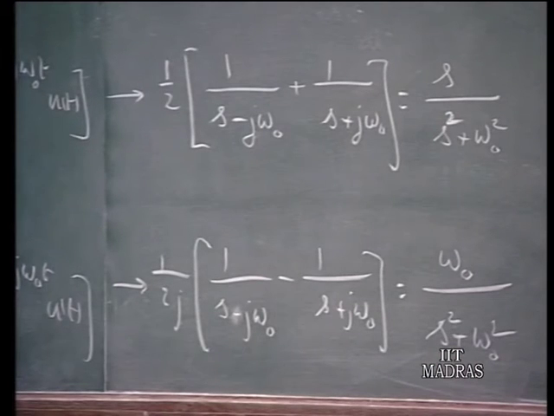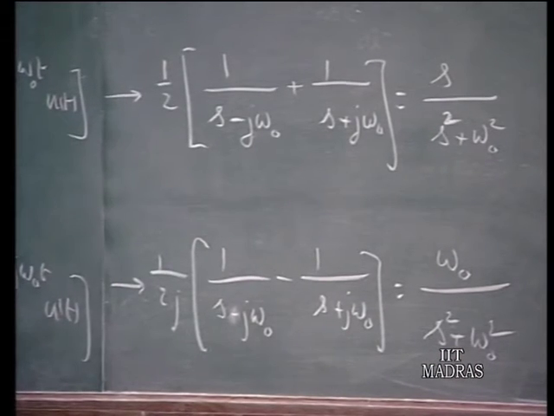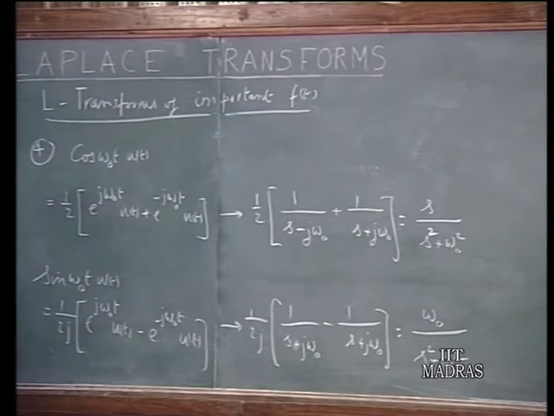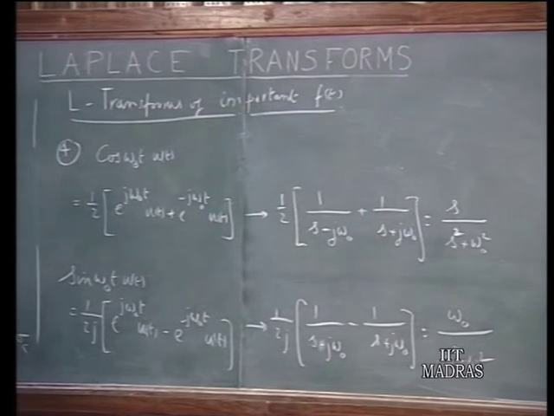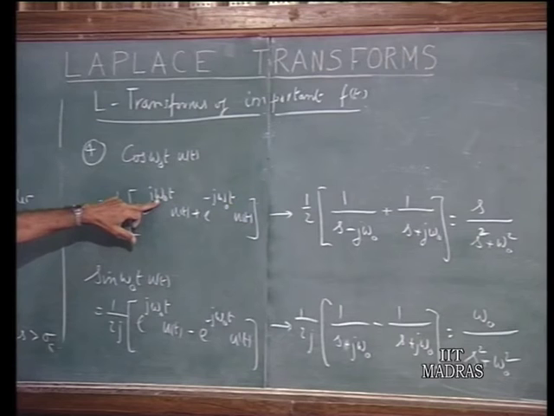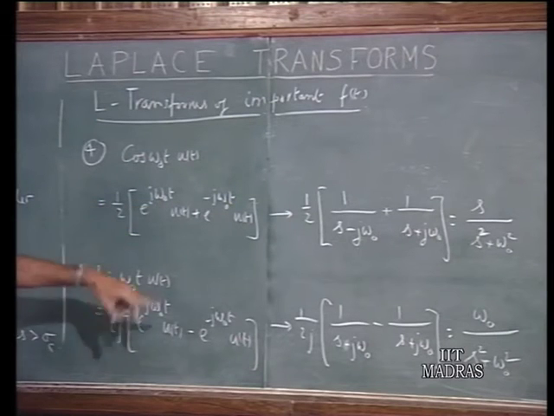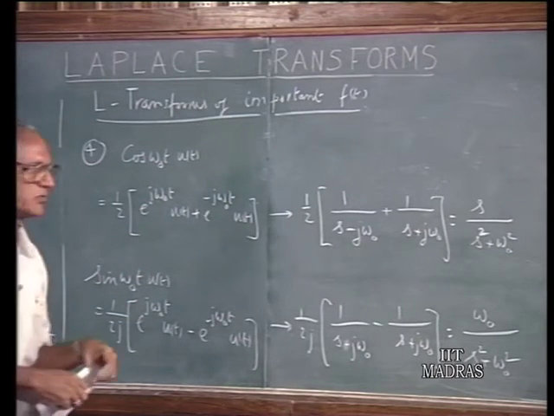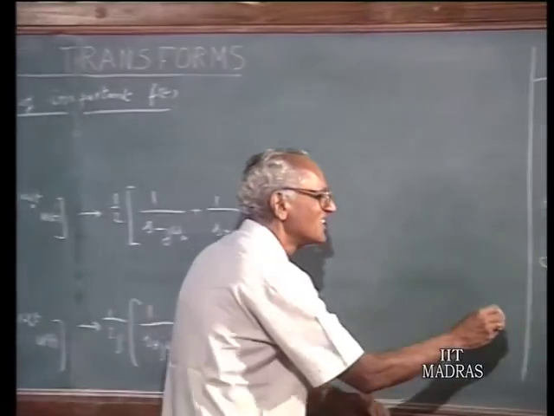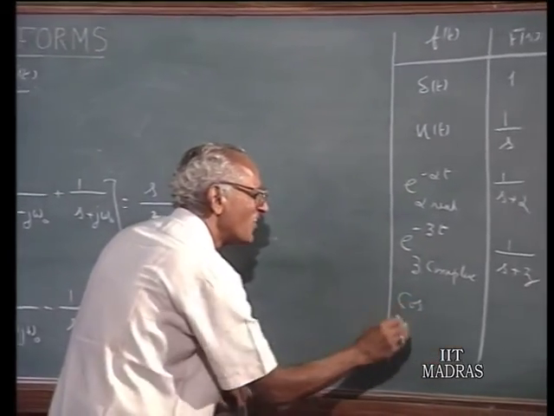So, that is what we are having, and in this derivation the abscissa of convergence should be the real part of z. This is the running with z. The real part of this is 0, that means the abscissa of convergence for both of these is 0. So, we have the final result cos omega naught t.